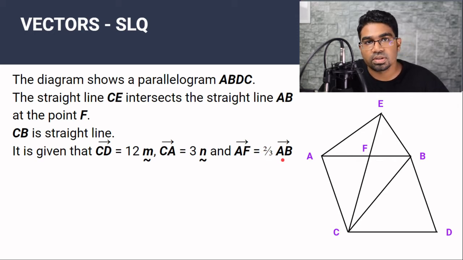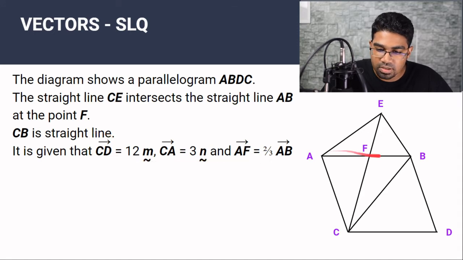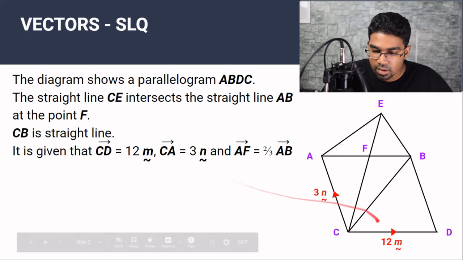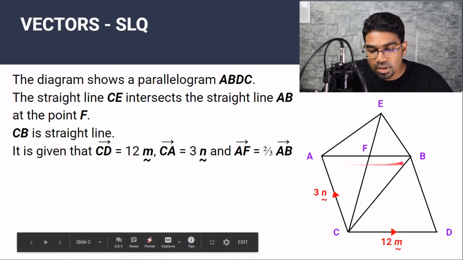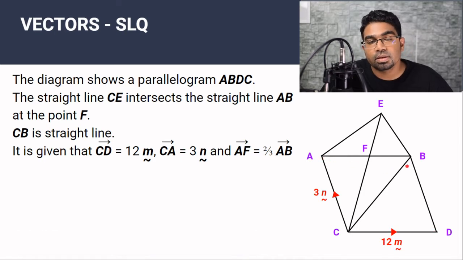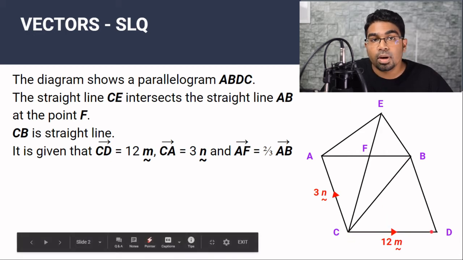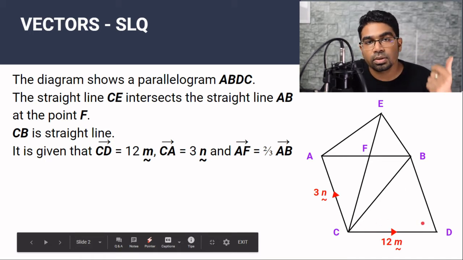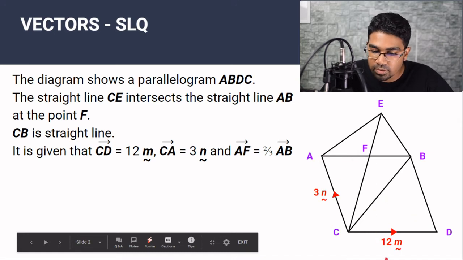So the first thing to do when we get questions like this is to fill in all the information in the diagram. So we have CD is 12m and CA is 3n. Since ABDC is a parallelogram, CD is the same length as AB. The length of a vector represents its magnitude. So AB is going to have the same magnitude as CD. But AB and CD are also parallel because this is a parallelogram. And therefore, AB is exactly the same vector as CD because it has the same magnitude and the same direction. Therefore, AB will be equal to 12m.